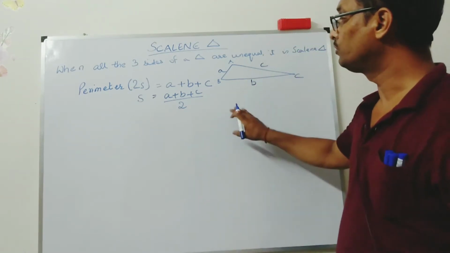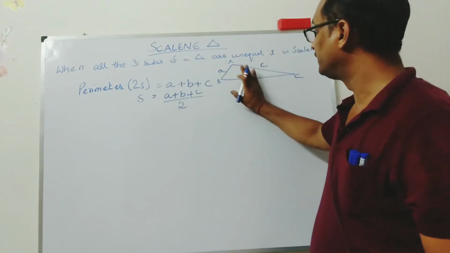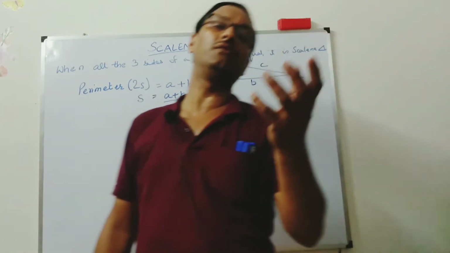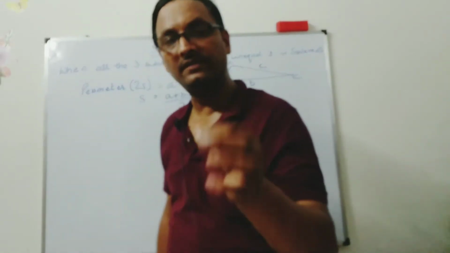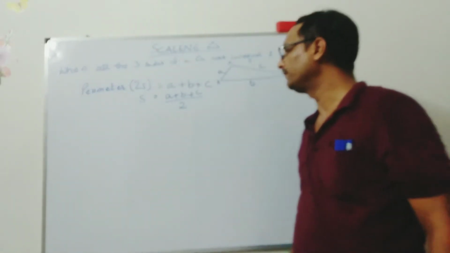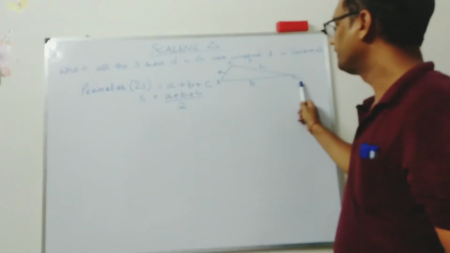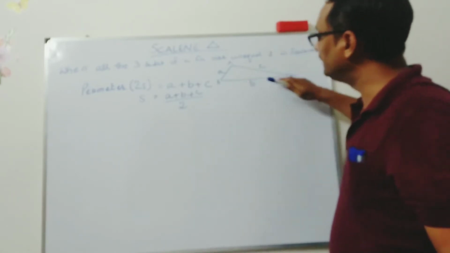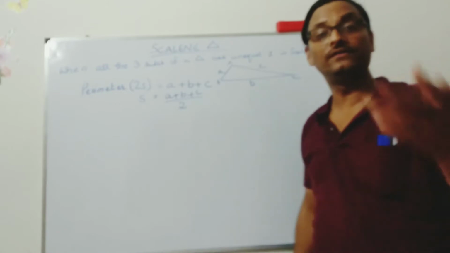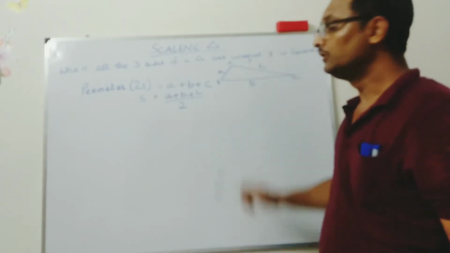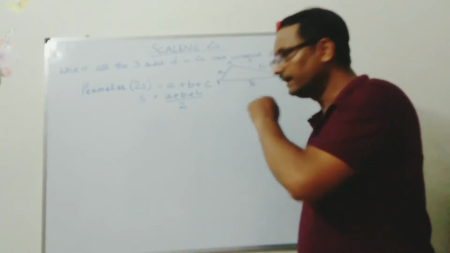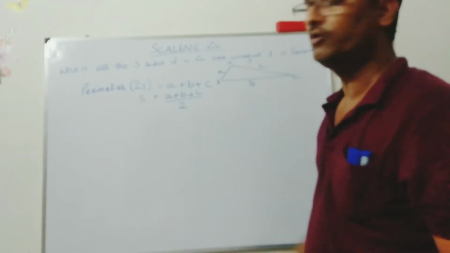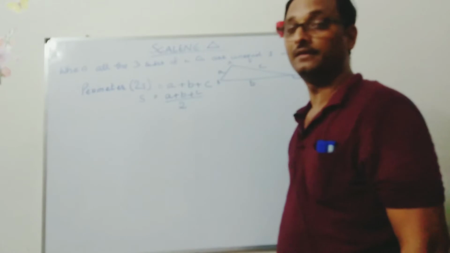To find out the area of a triangle, the basic formula is half into base into height. What is the base? This line on which it is standing, so this B is the base. And what is the height? By looking at it, you can tell me this is the height. No. So what do I need to do? I need to find out the height.